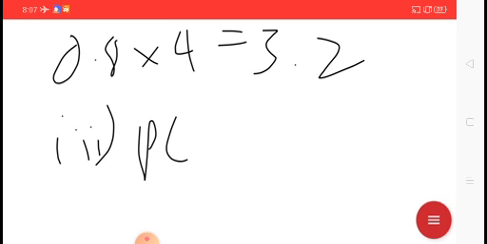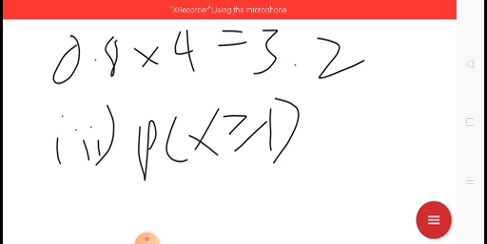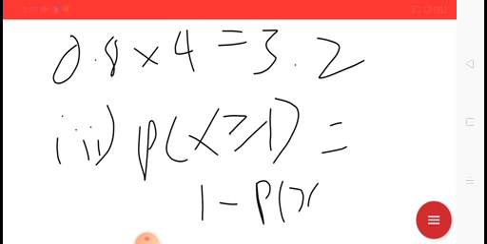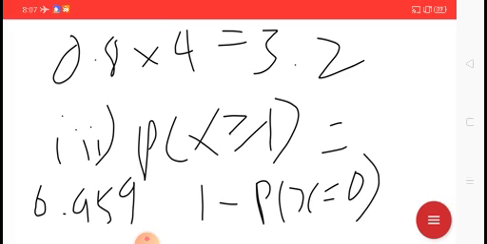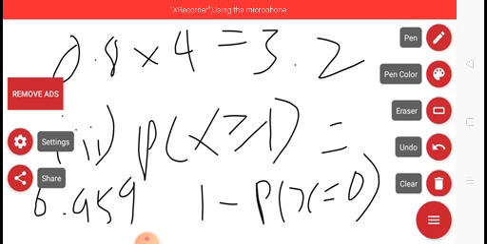So P(X ≥ 1). At least one, so it will be equal to 1 minus P(X = 0). You put the lambda inside the Poisson distribution equation that is in the MF19. You should get the answer 0.959. So the first question is 3 marks. Actually, it's a very straightforward Poisson distribution question. Question 2.